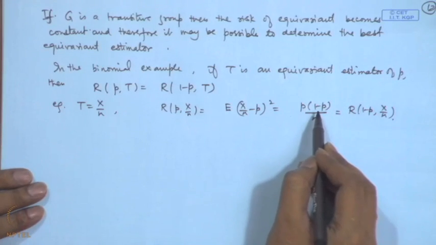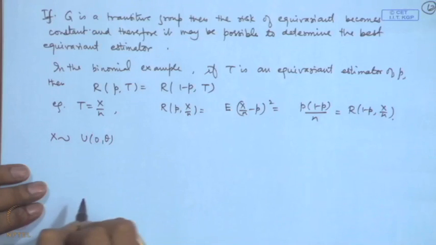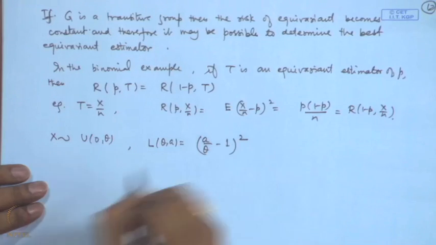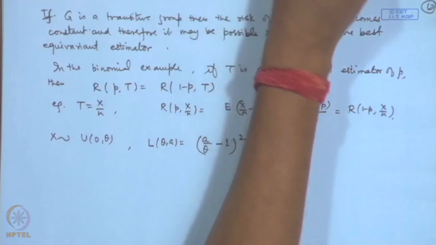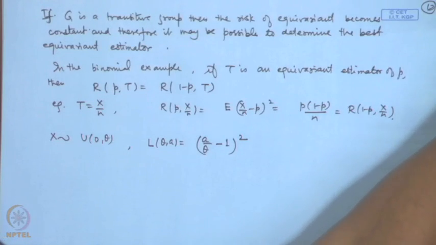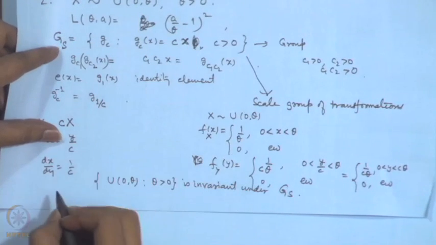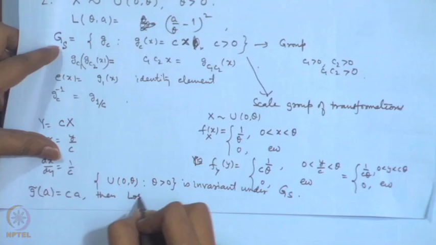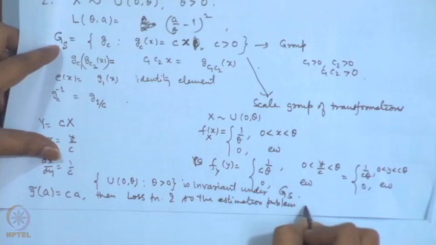But this is not free from the parameter. However, there can be situations. Let us consider x following, say, a uniform (0, theta) distribution. And we had taken the loss function as, say, (a by theta minus 1) square. Here we are considering that the family of distributions is invariant under this. But what about the problem of estimation here? If we consider g tilde a is equal to c a, then the loss function is invariant, and so the estimation problem is invariant.